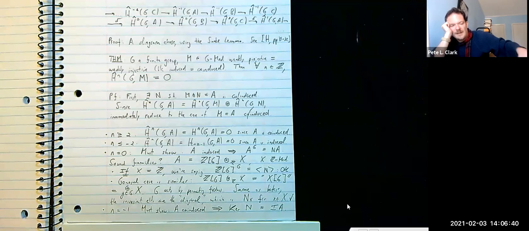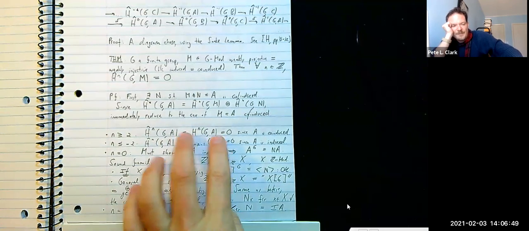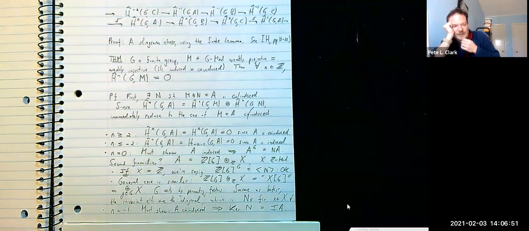Okay, so for n greater than or equal to 2, I want to say that it's co-induced because, again, this was exactly the special case h equals 0 of the cohomological Shapiro lemma, that vanishing. Similarly, if n is less than or equal to -2, then this is the homological Shapiro lemma because the thing is induced. It's the same. All right, so we just have to do n equals 0 and n equals -1.